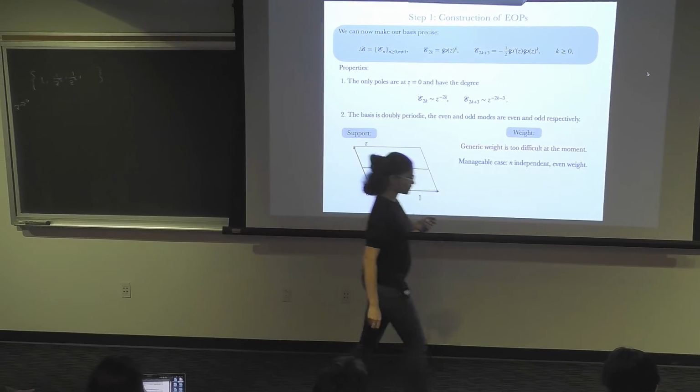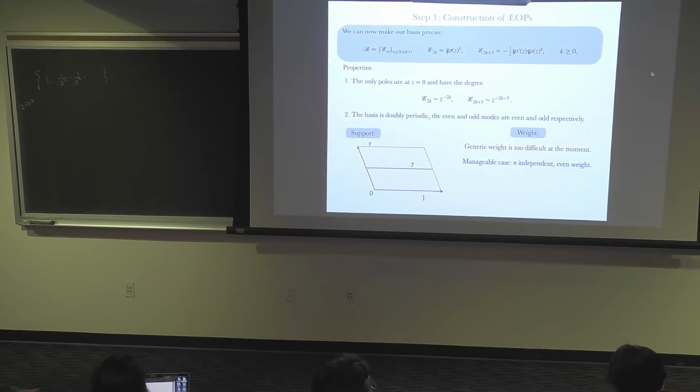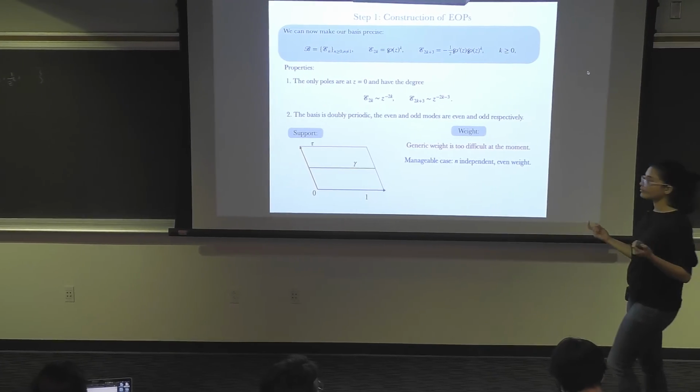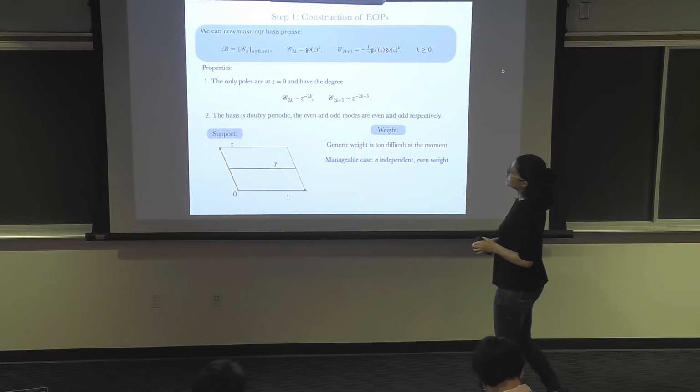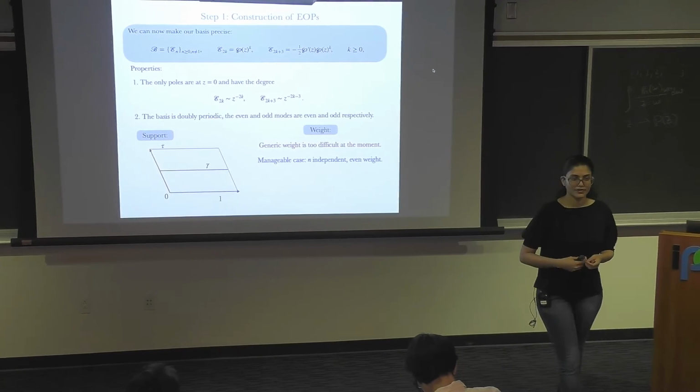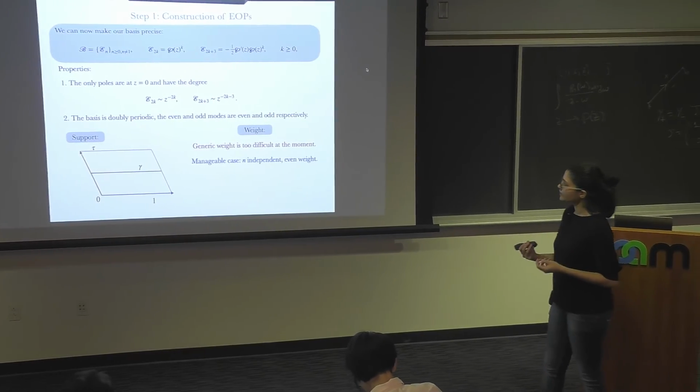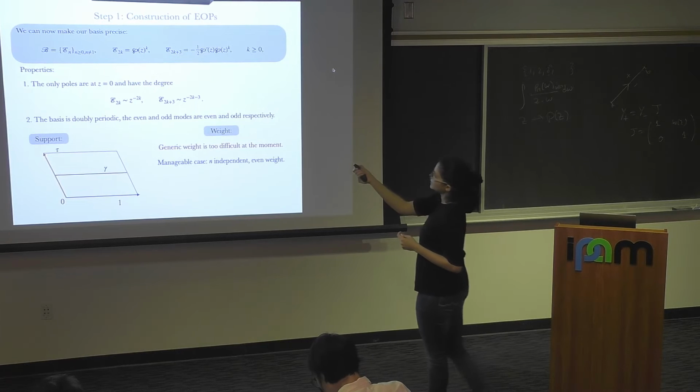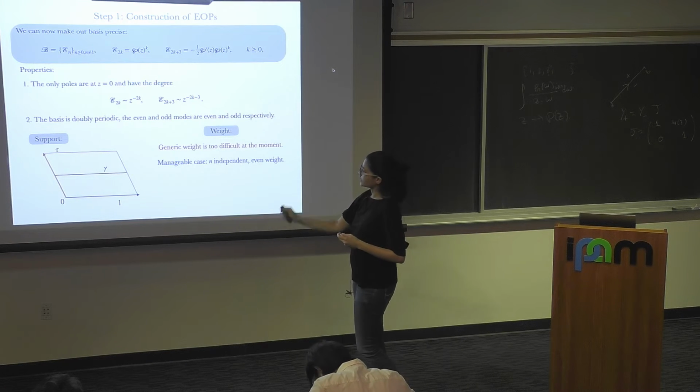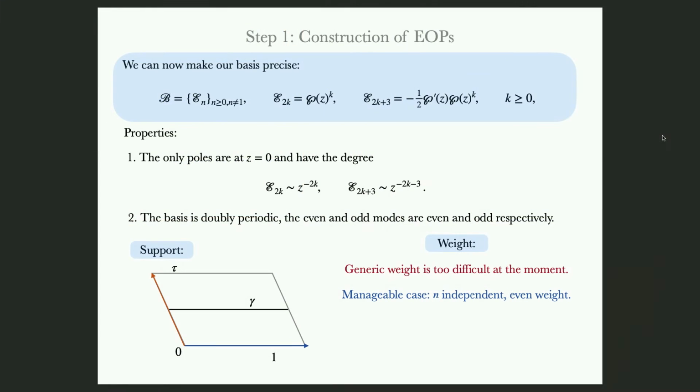And this minus 1/2 that you see here is just a normalization factor, so you have monic polynomials. So you have nth order pole for an nth order polynomial in elliptic functions, and this is the basis we are considering. It is doubly periodic, which is nice. Even modes are even, and odd modes are odd. The support we are considering will be this contour gamma. The other natural choice, or other canonical choice, in this case will be something orthogonal to it, something like this, but we haven't considered that case.